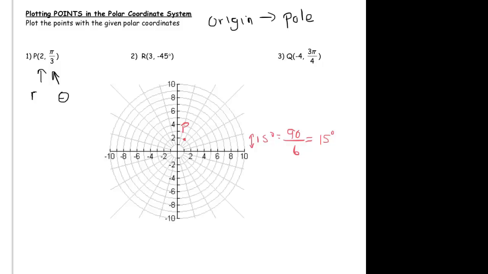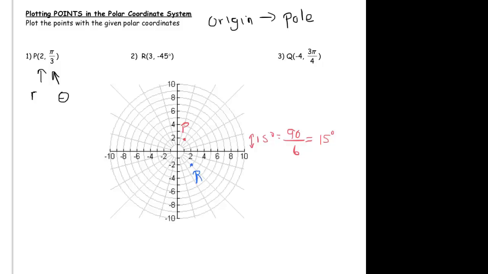Let's do the next one. The point (3, -45 degrees). So this time we're going to rotate -45 degrees. So we're facing, again, the positive axis direction, and we're going to rotate down clockwise 45 degrees, and then walk out 3. So you rotate, and then walk out 3, and that brings you here. Okay, so that's (3, -45 degrees).